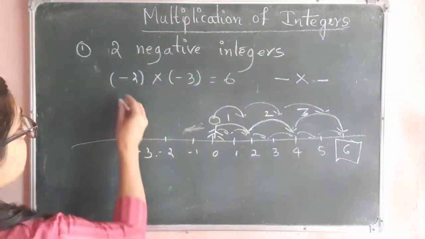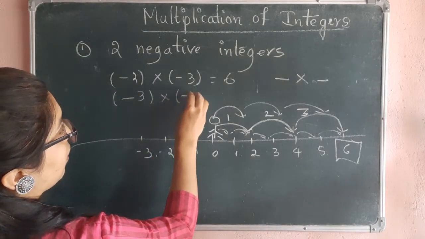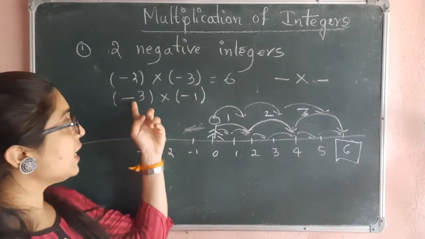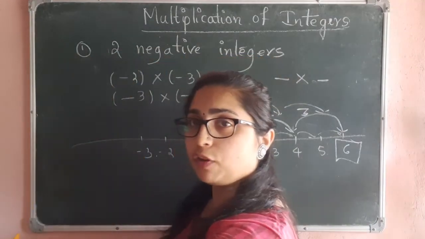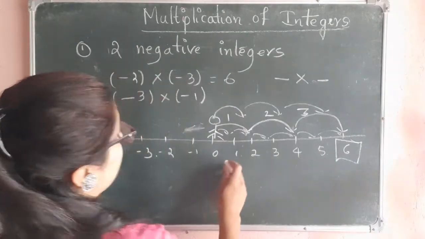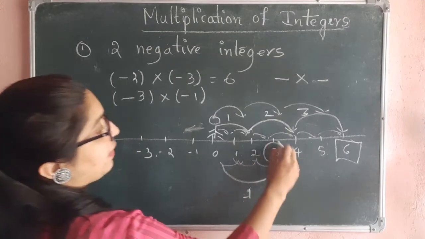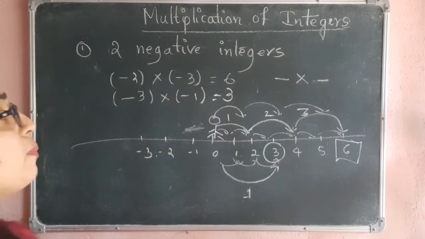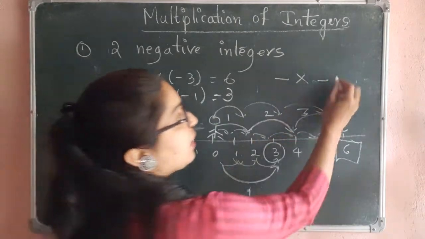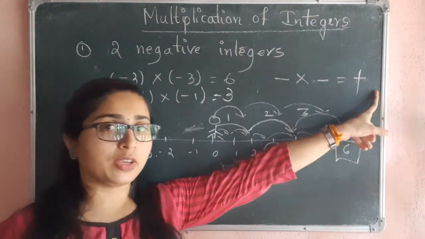Another example is minus 3 into minus 1. Once again it is negative. I am facing to the left of 0. Minus 1 means only one jump, that is backwards. So that is 1, 2 and 3. This is the one jump. So I have arrived at 3. So again this is a positive number. So what we can conclude is minus into minus gives me plus. The product of two negative integers gives you plus.